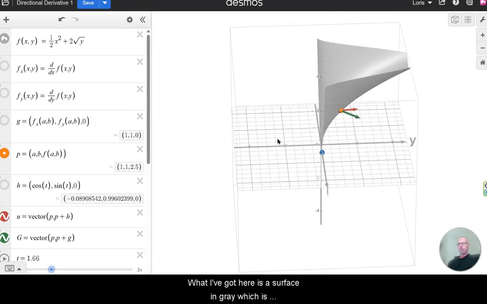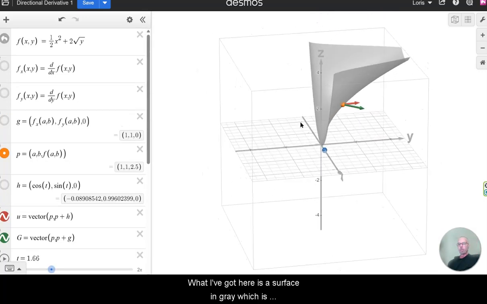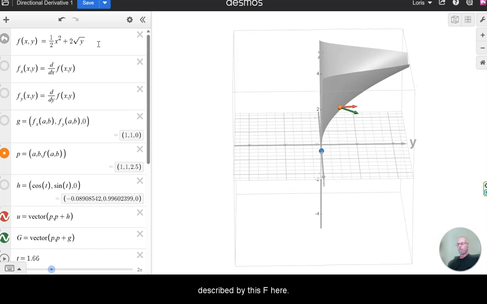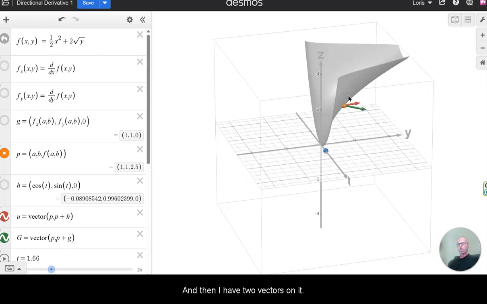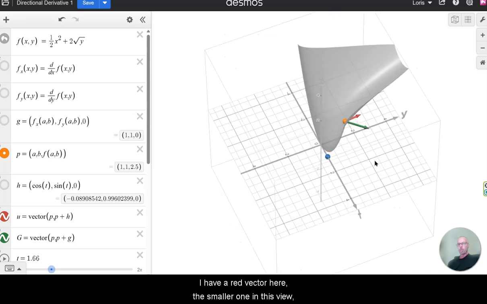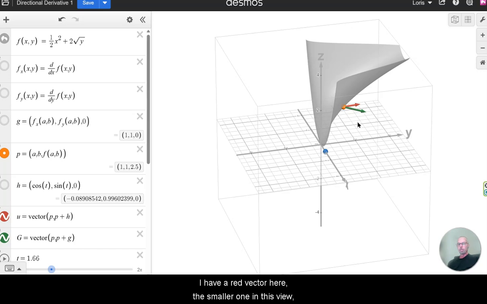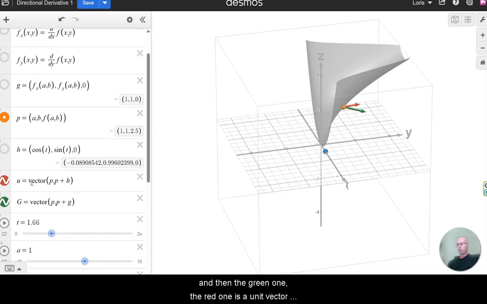What I've got here is a surface in gray, which is described by this f of x, y. And then I have two vectors on it. I have a red vector here, the smaller one, in this view, and then the green one. The red one is a unit vector that starts at the same point P as the gradient vector here.